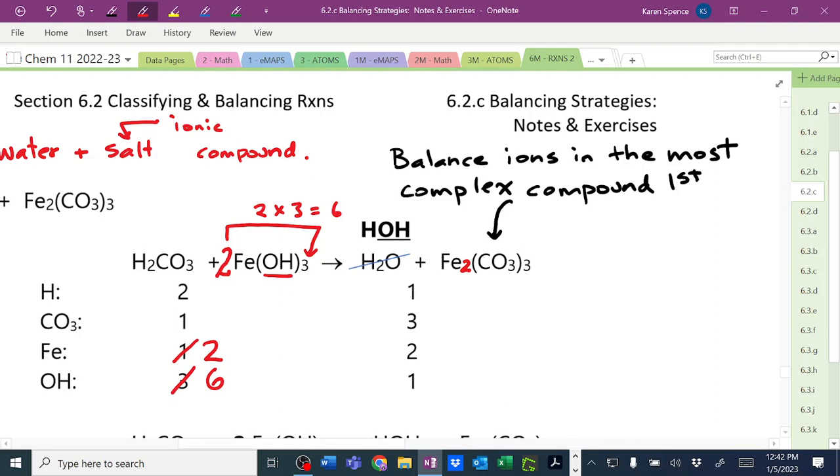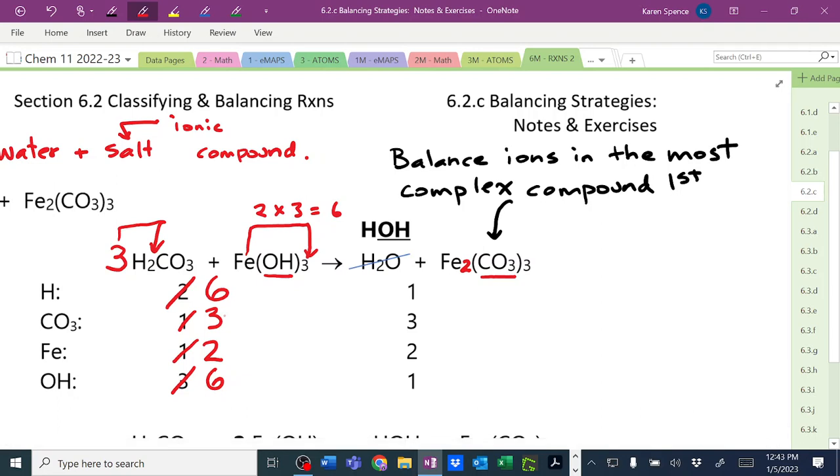Now we're going to do the CO3. We have 3 on the right. We have only 1 on the left. Remember, if there's no brackets, how many do we have? There's no brackets. Those don't exist. So how many do we have? Just 1. Okay. Whoops. So we're going to multiply this by 3. That gives us 3 carbonates. And now it has also changed our hydrogen. So now we have 3 times 2 is 6 hydrogens. Okay.